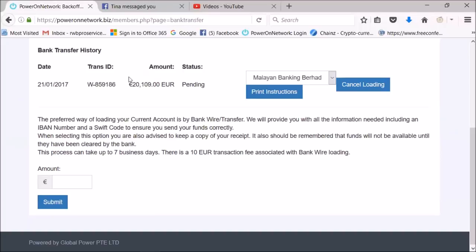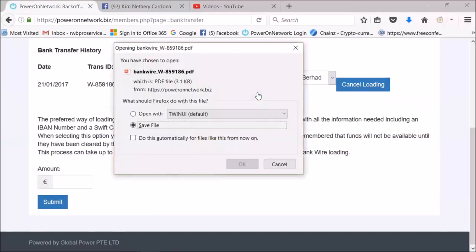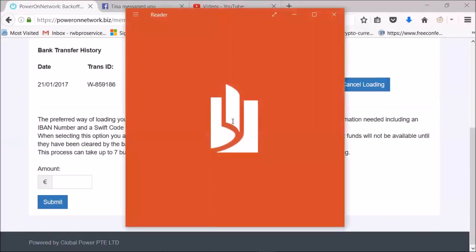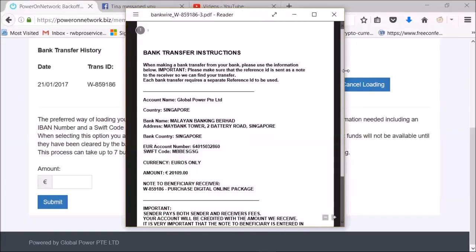There's a fee associated with this. So it was $20,099, but there's a $10 fee associated with that. But you want to print the instructions. So you're going to click this button, open it up, print it off, okay? And I'll show you what this looks like here in just a second. So it's popping up on the screen now. This is what it looks like.